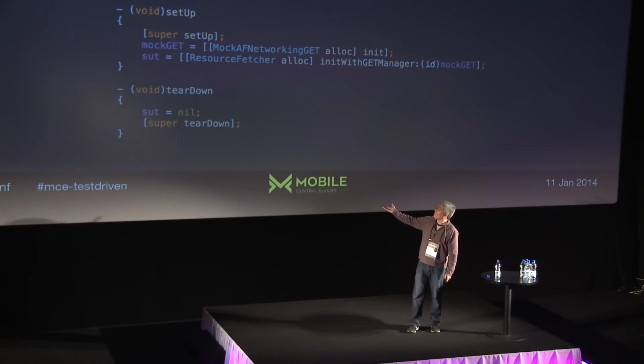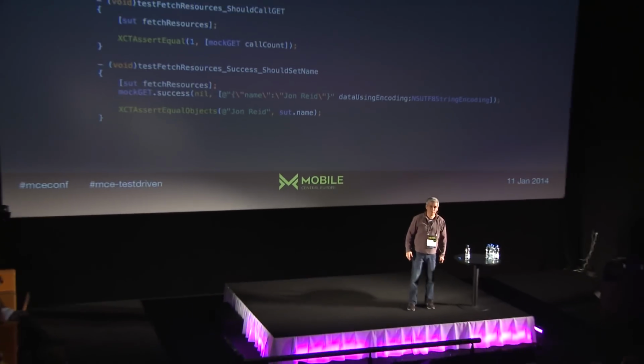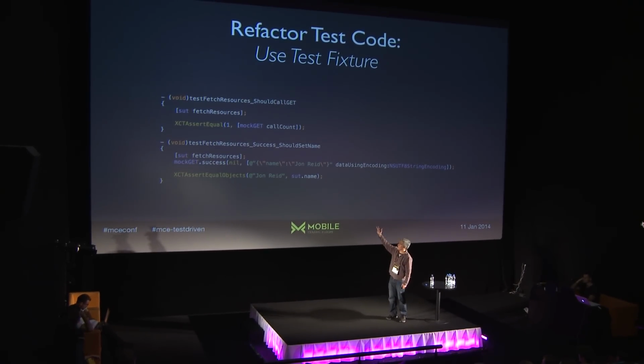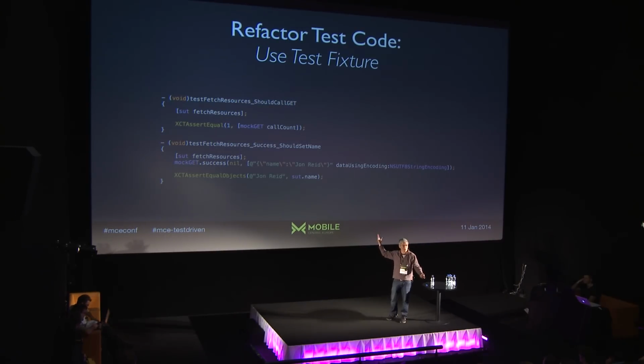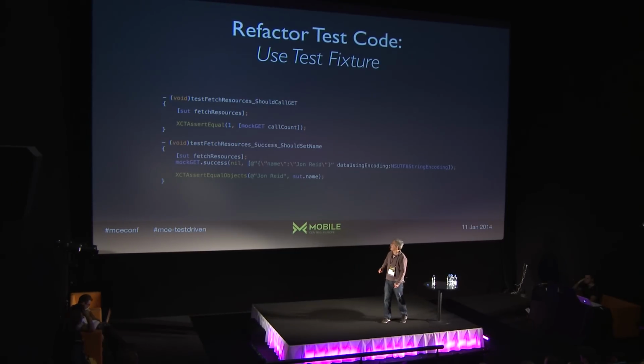So having moved this stuff up to what is called the test fixture, this simplifies the test code considerably. Now you can really start to read the first test in particular. Fetch resources, assert equal, call count should be 1. That doesn't get much simpler than that. The second test is simpler, but not simple enough for me.